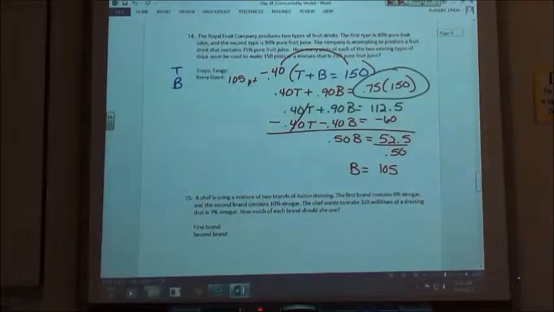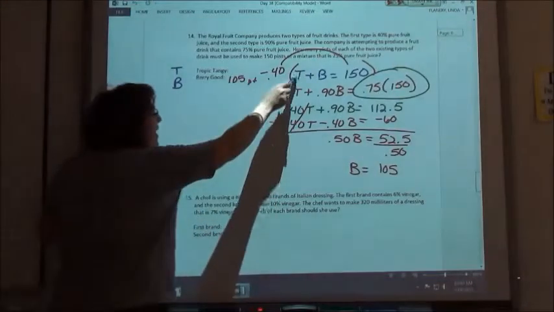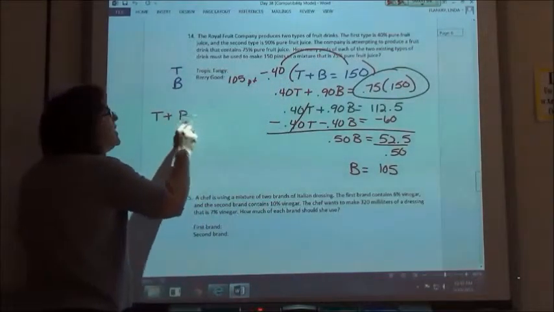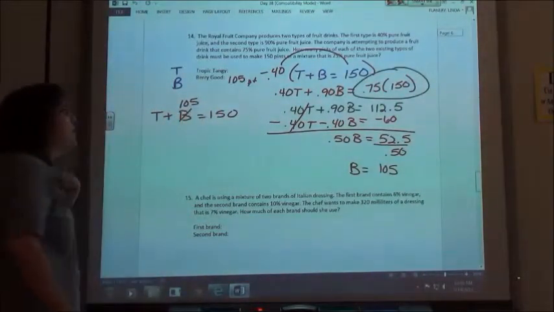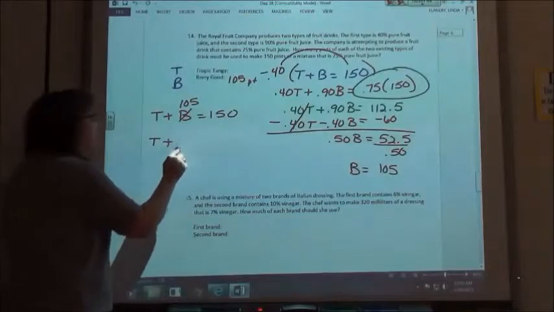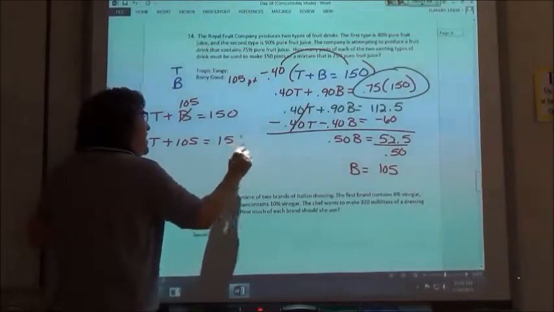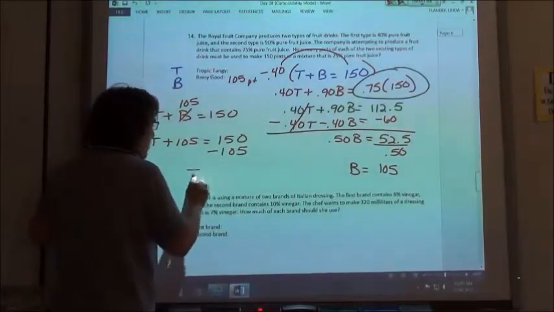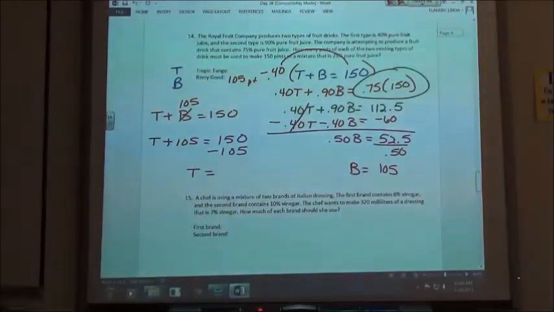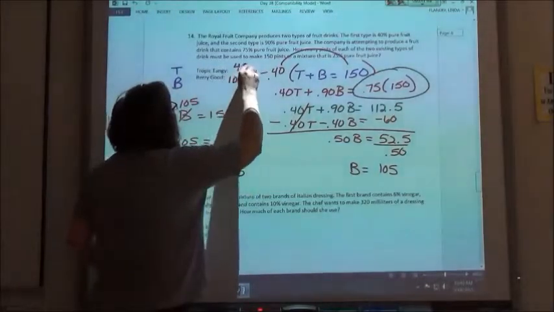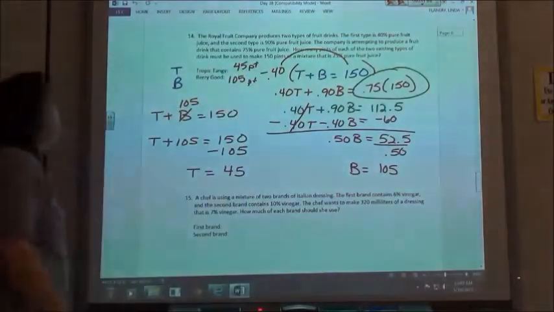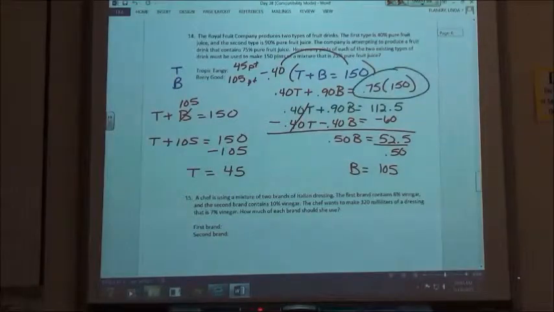I need to find out how much tropical tangy. So again, I'm going to use the T plus B equals 150. I'm going to put 105 in for the berry good. So T plus 105 equals 150. And then all I have to do is subtract to solve. So if I take 150 minus 105, I get 45. So I had 45 pints of tropical tangy and 105 pints of berry good.